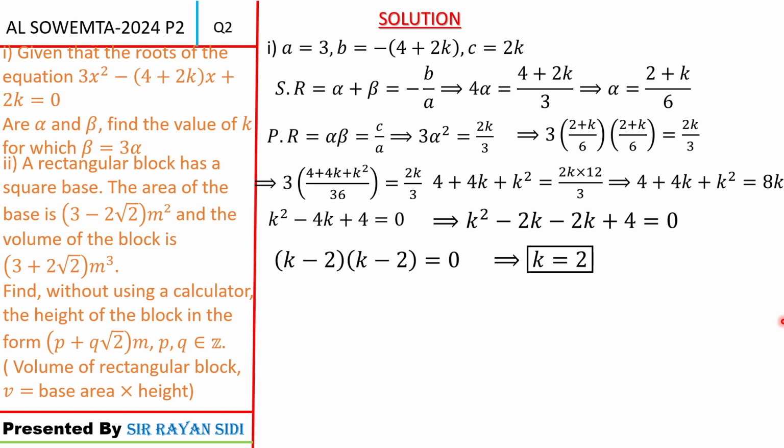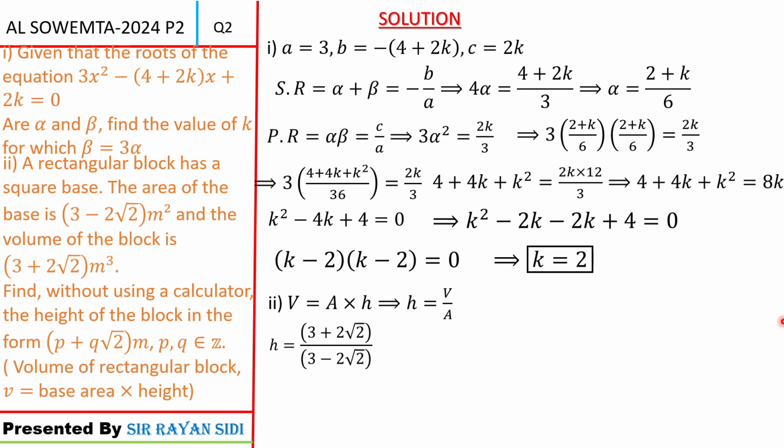They said the volume of the rectangular block is equal to base area times height. Now if they did not give you that hint, we are also supposed to be able to solve that. So volume is equal to area times height. We are looking for the height, so it means that the height is equal to V on A. Now they have given you the volume already as 3 plus 2 root 2, and the area is 3 minus 2 root 2. So your height will be 3 plus 2 root 2 over 3 minus 2 root 2.